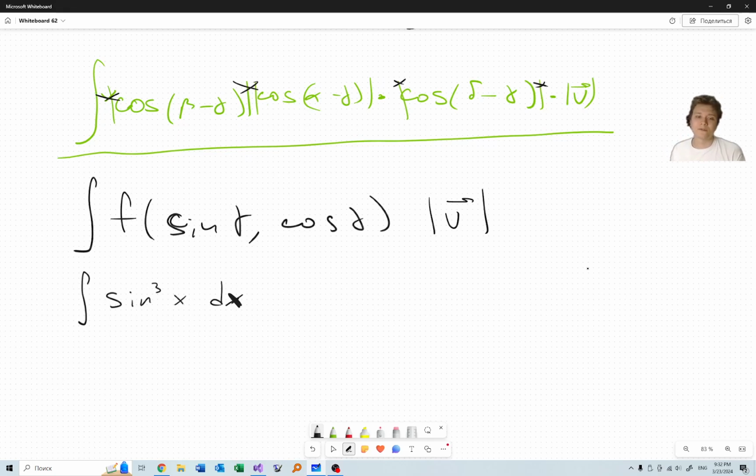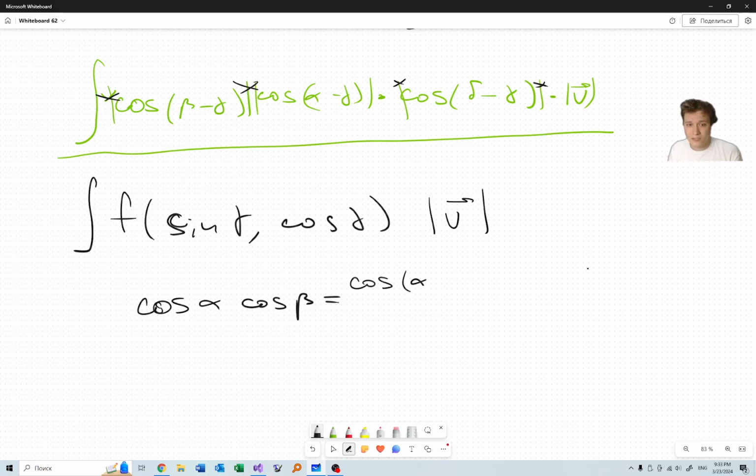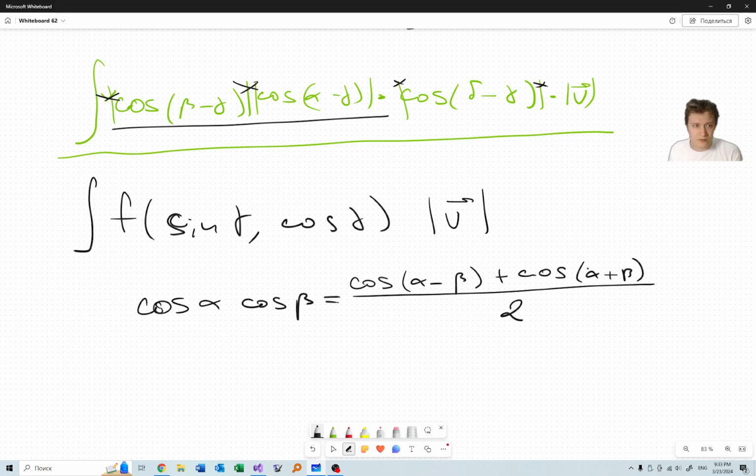I know what I want to do. Let's remember some formulae. We know that if we have a cosine of alpha times cosine beta, what is it? I believe it is cosine alpha minus beta plus cosine alpha plus beta over 2. Let's apply this to this product.